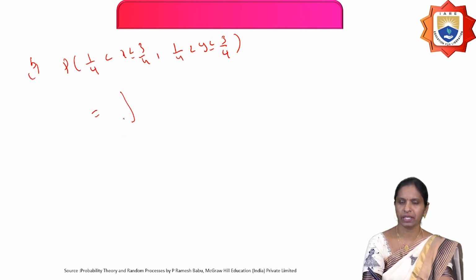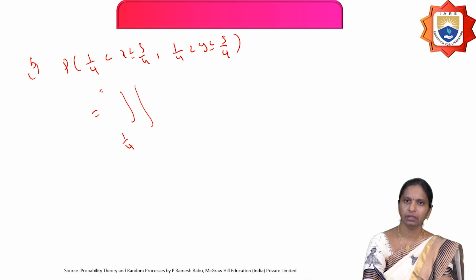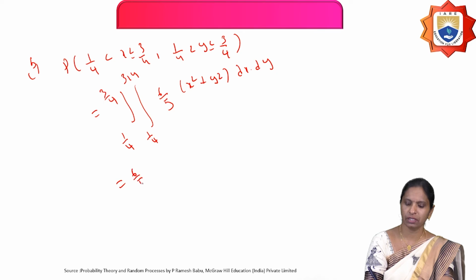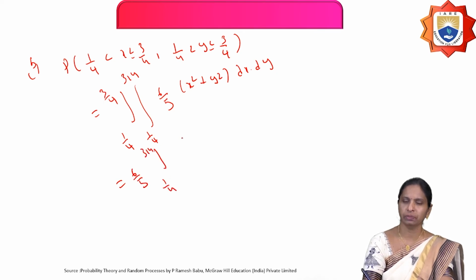In place of x1 I have 1 by 4 and x2 is 3 by 4, and in place of y1 is also 1 by 4 and y2 is 3 by 4. Substitute the x1, y1 and x2, y2 values here. And what is f_XY of x comma y? 6 by 5 into x square plus y square dx dy. 6 by 5 is constant, and integration from 1 by 4 to 3 by 4.